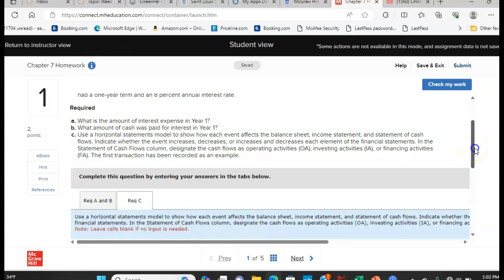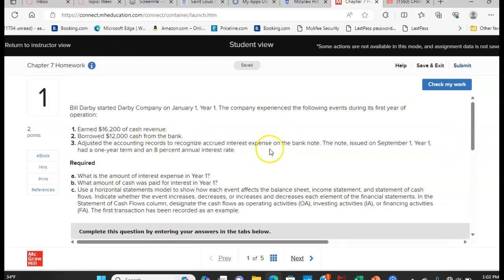All right. So we borrowed $12,000 on the 1st of September. They're asking the amount of interest that has accrued on this note by December 31st. So remember, interest equals principal times rate times time. You're going to multiply 12,000, that is your principal, times the interest rate, which was 8%. That's going to be 0.08.